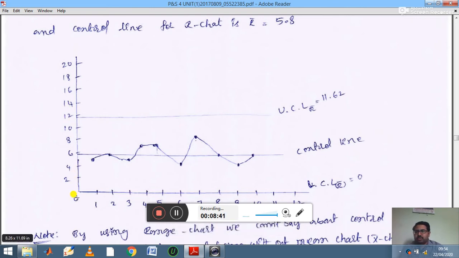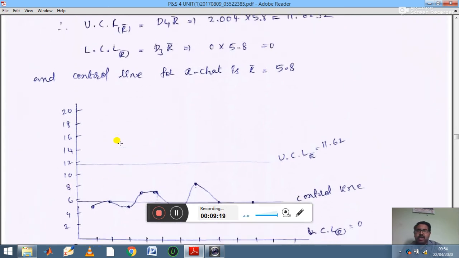You may take 0, 1, 2, 3, 4 and so on by taking a width of 1. Or if you want a width of 2, you can mark 0, 2, 4, 6, 8, 10, 12. Here the width between two numbers is 2. Since the maximum value in the given data is 8, it is sufficient to take up to 8. Then let us mark the given data here.